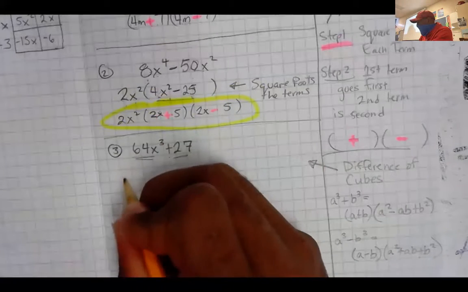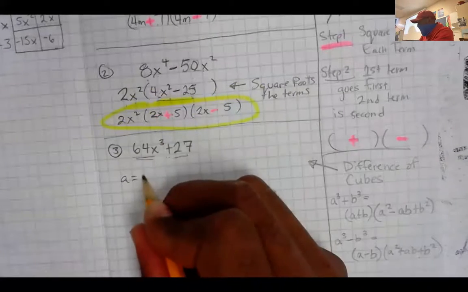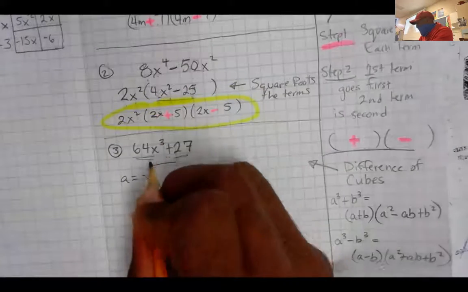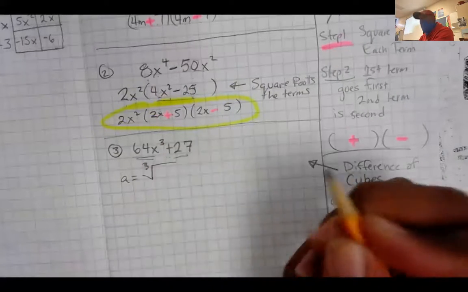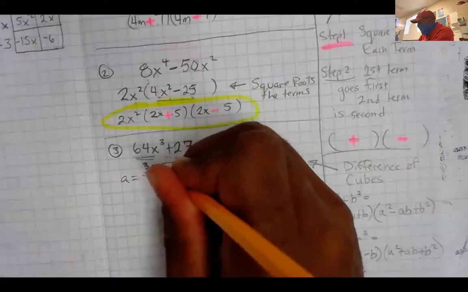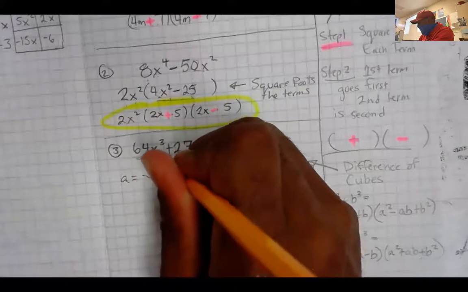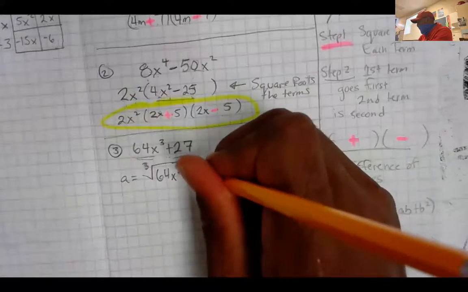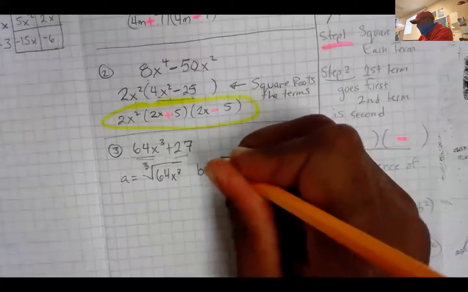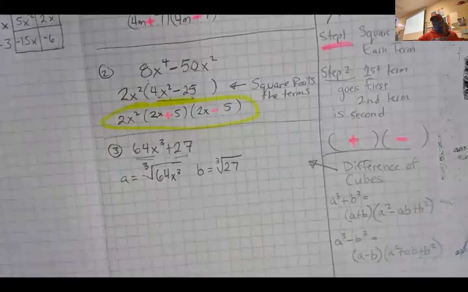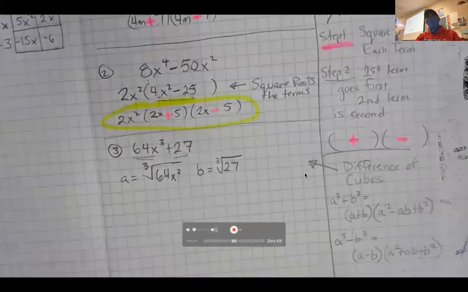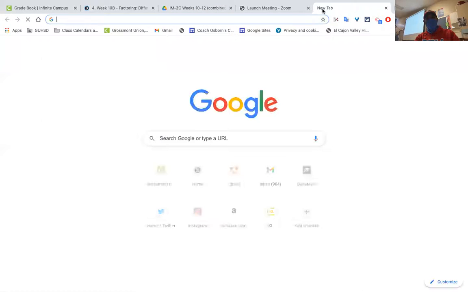All right, so A is going to be equal to the cube root of the first term, 64x cubed, and B will be the cube root of 27. Now, if you know your cube roots, like what number you multiply three times to get those, then great. If you don't, you can always use Desmos.